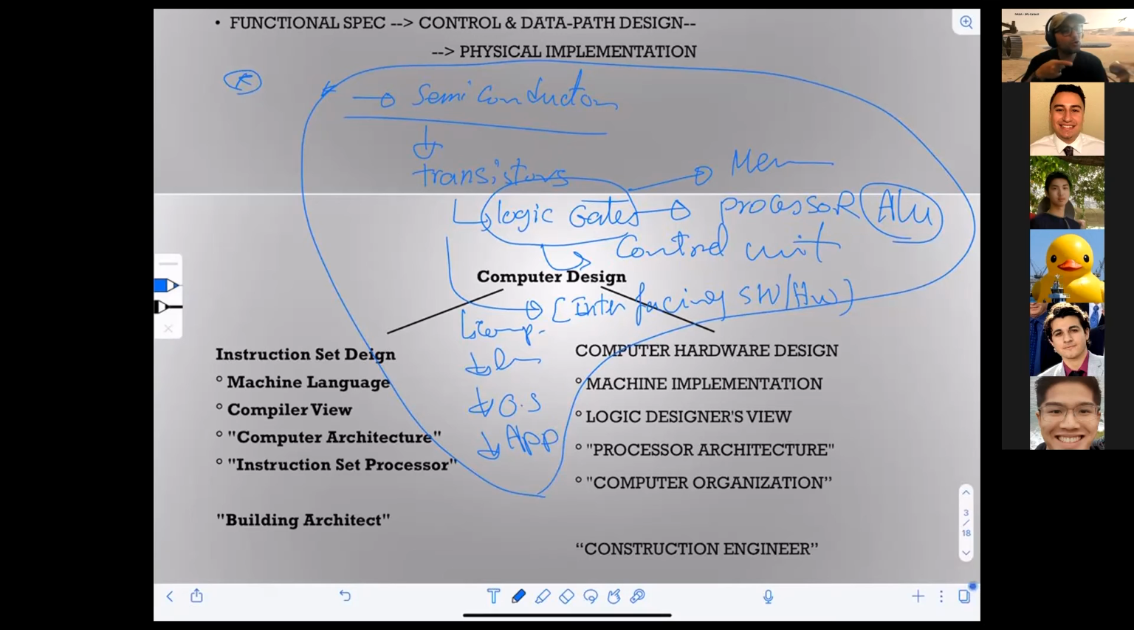Are you required to know all of these in detail? No, you're going to be an expert in one of those, but you are aware of what's happening with the others. That makes sense?